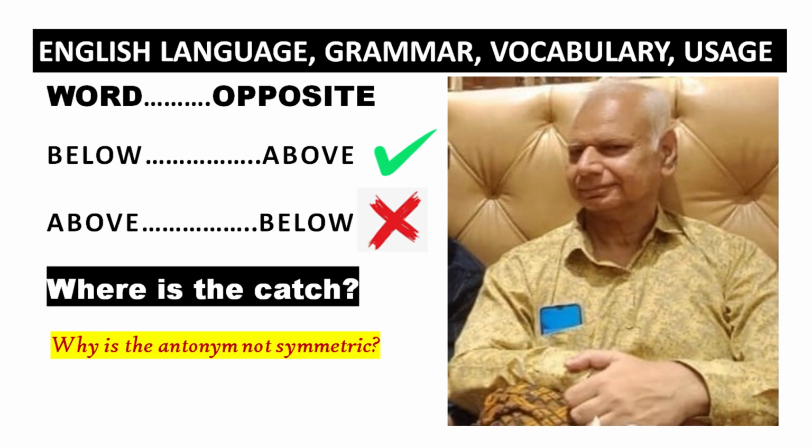So I hope the mystery is cleared. It was mysterious apparently, but the mystery is cleared. Why below opposite above is always correct, but above opposite below is not always correct. That is the third use of above as attributive adjective, when the symmetry breaks down. So this is the catch.